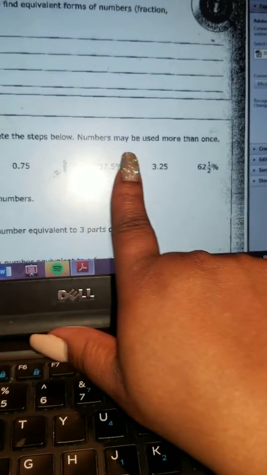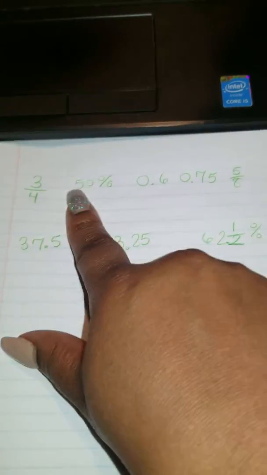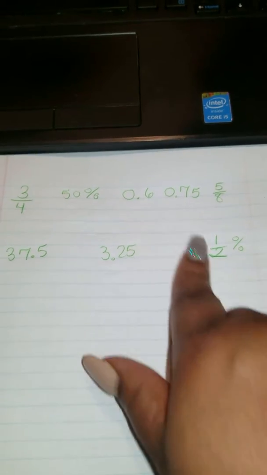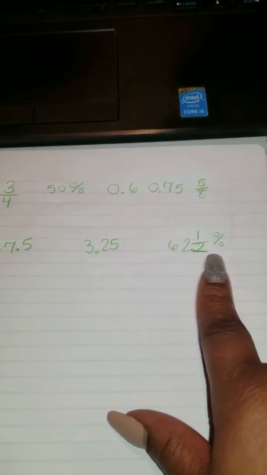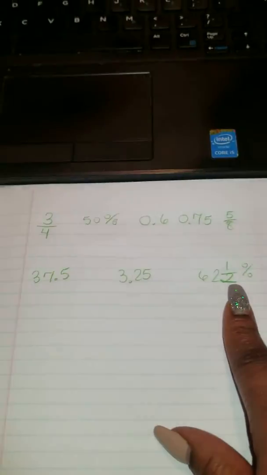So, today we are going to study the list of numbers, complete the steps below, and you can use the numbers more than once. So the first thing I did was I wrote all of my numbers down. And as you can see, I have all forms of numbers. I have fractions, percents, and decimals. I even have a weird one that you probably haven't seen before, a fraction percent. We'll talk about that in a minute. But if you look at A, it says to circle one pair of equivalent numbers. Equivalent numbers.